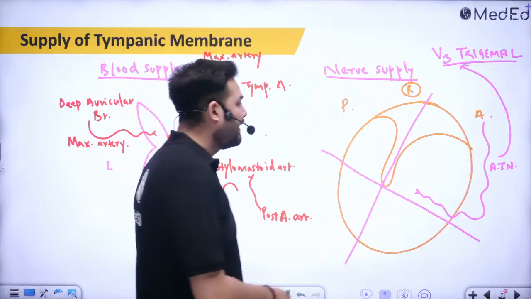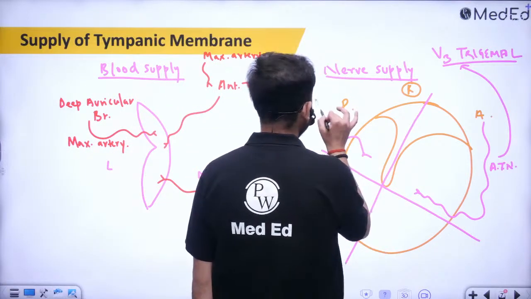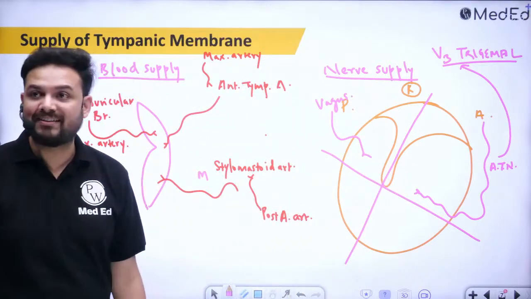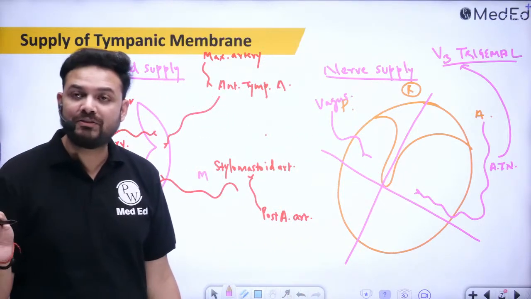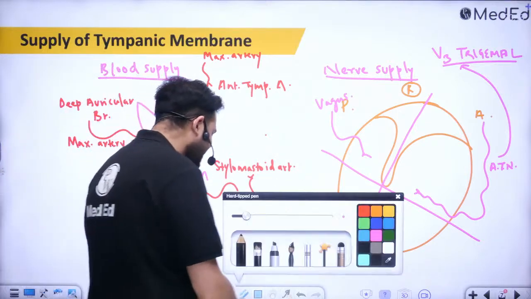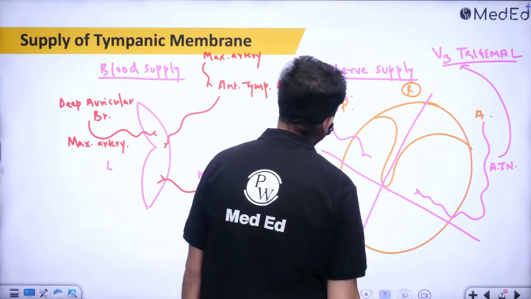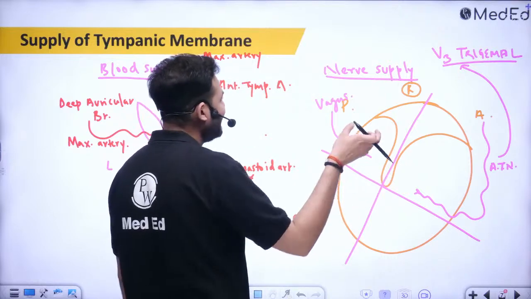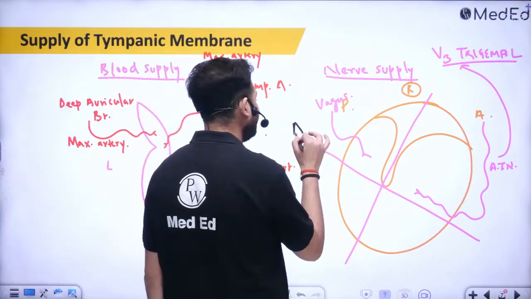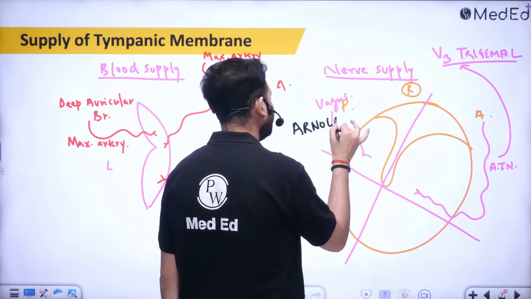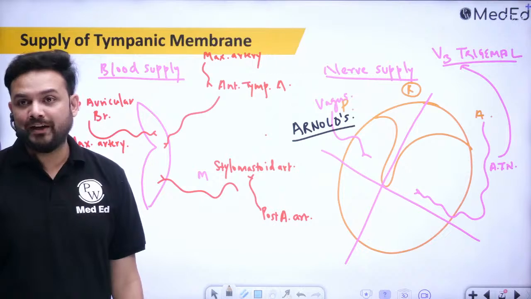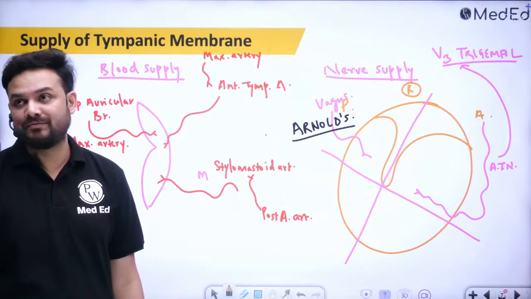Now, what about the posterior part? Posterior is supplied by the vagus. And I told you, when I was telling you about the external ear, what is the branch of the vagus going inside the ear called? Very, very important question, hit question. What is that branch of the vagus supplying the external auditory canal as well as the tympanic membrane called? It is called Arnold's nerve.